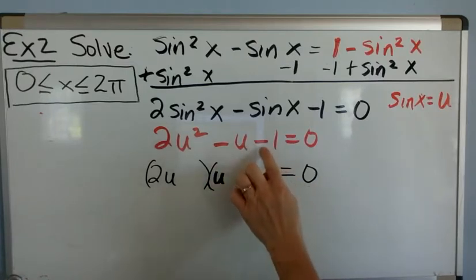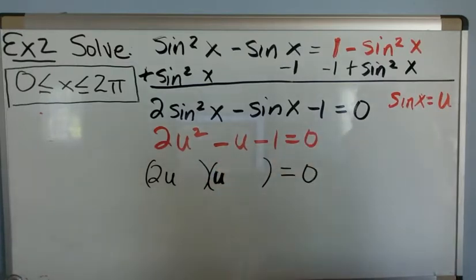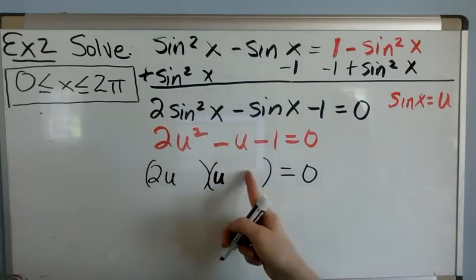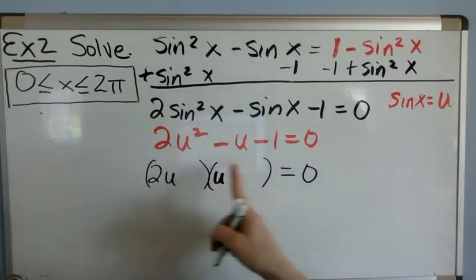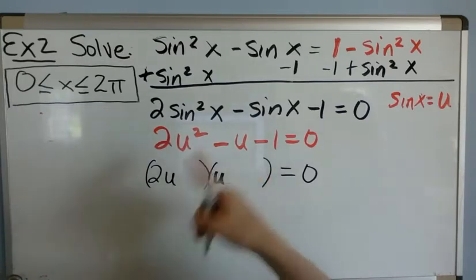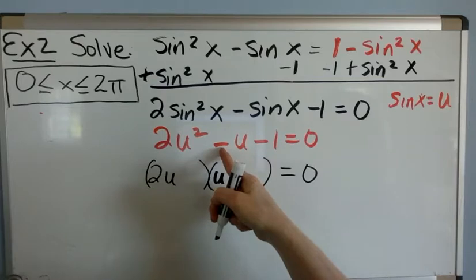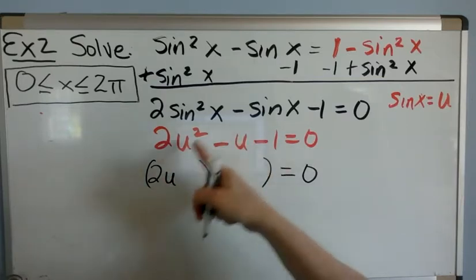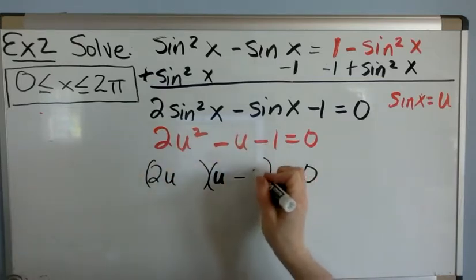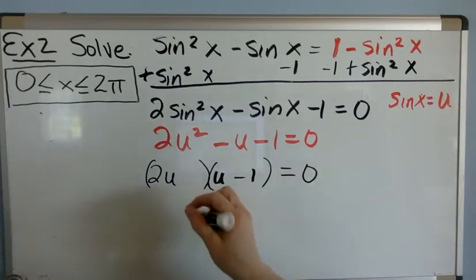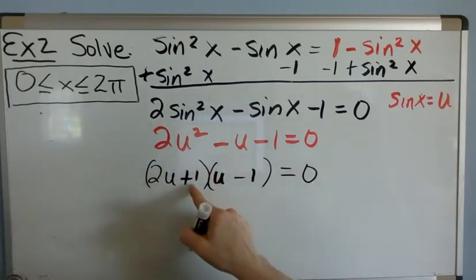But the only way to get negative 1 is to do negative 1 times positive 1. So is it negative 1 and positive 1, or is it positive 1 and negative 1? If you guess and check and FOIL them out, you'll see 2u, remember I need to get a negative 1u in the center. 2u times negative 1 will give me negative 2u, and this one in the center will be positive 1 times u.